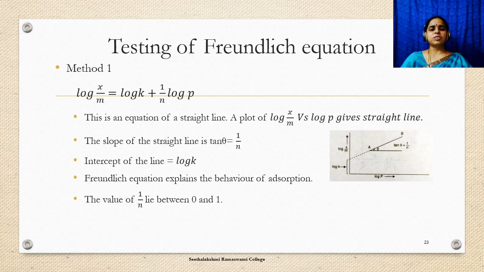Testing of Freundlich equation. Method 1. For this testing, the log form of the Freundlich equation was taken. By plotting log(x/m) versus log P, we will get a straight line. From the straight line, the slope of the system can be calculated and the intercept is also noted. From this graph, the behavior of the adsorption isotherm is represented and the value of 1/n lies in between 0 and 1.